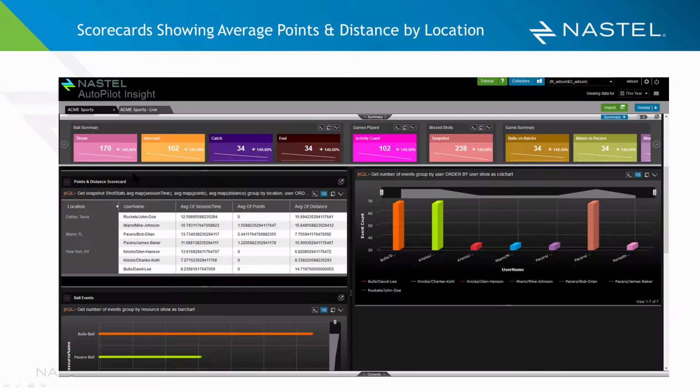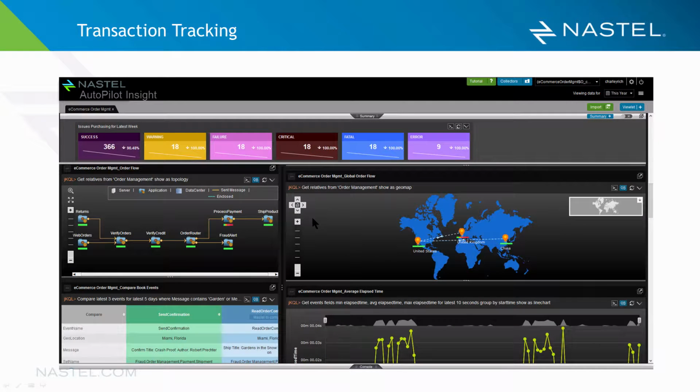So if we look into this a little more here, now we're looking at a scorecard, and the scorecard is breaking the data up by geo. Remember, geofencing here, and we're looking at the teams and the players, how long they played to a high degree of precision, the number of points, not too good on this guy, and how far away they were when they made their throws.